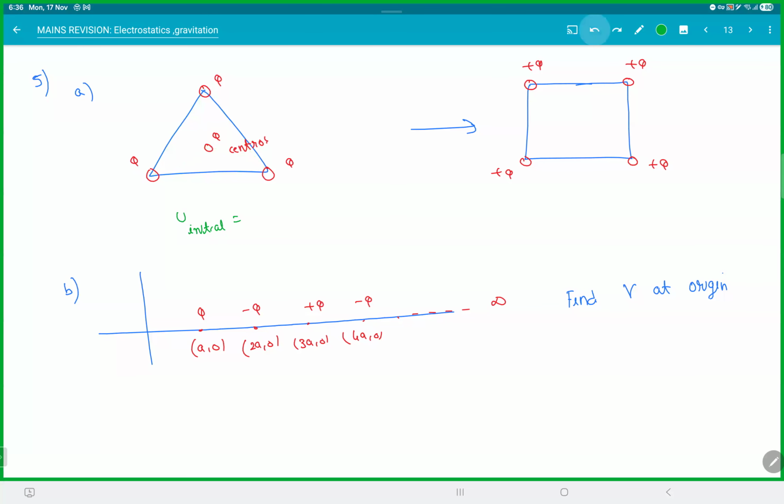So this will be 3 times k q square by a. These are the sides. Plus 3 times k q square by the distance from here to centroid. It will divide in the ratio of 2:1, so that will be 2/3 of root 3 a by 2. That is a by root 3. So this is with the centroid, the vertices and the centroid, total 6 pairs. Here, 4 sides and 2 diagonals.